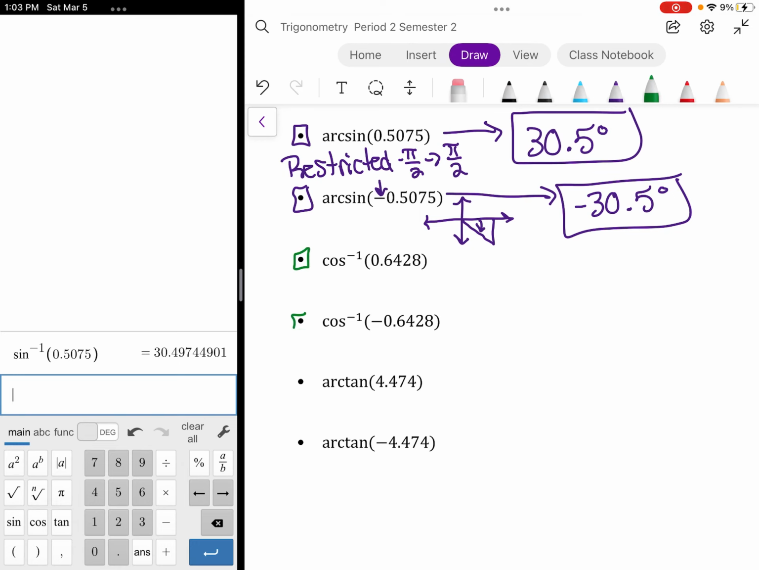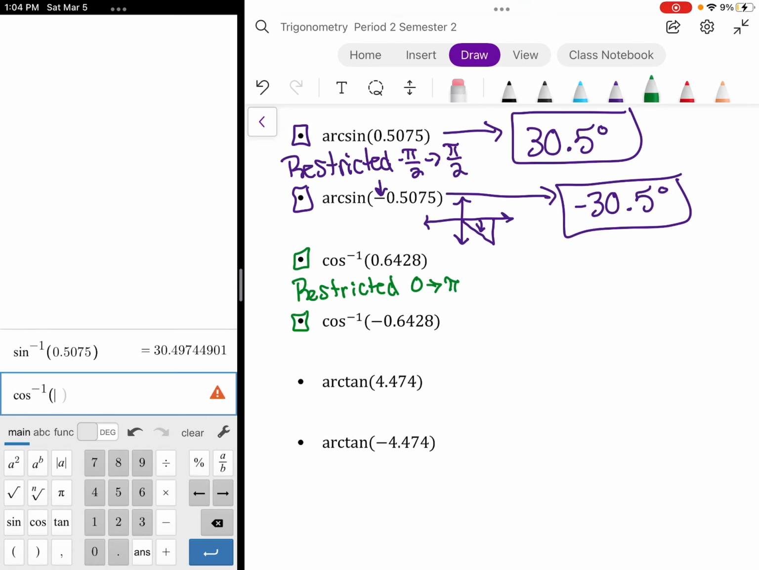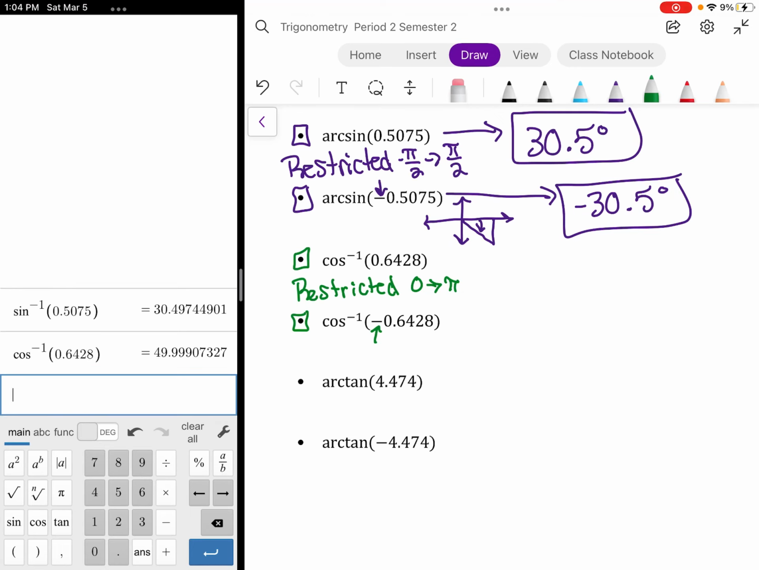Then for our next two problems, we have our cosine, which has the restriction from 0 to pi. And remember, we only type in the positive value. So we're going to do the inverse cosine of 0.6428. And that's going to help us with both of them because the next one is just negative. So from our restriction of 0 to pi, cosine has to be positive in the first quadrant, which means our angle is just going to be 50.0 degrees.